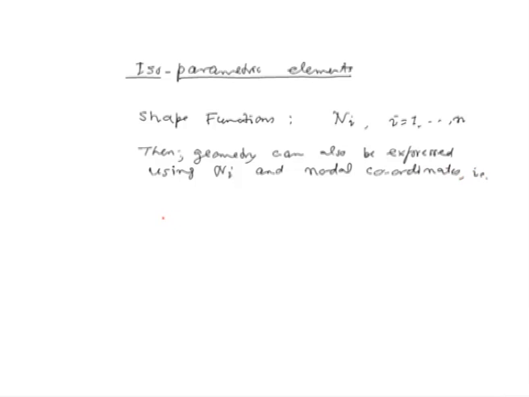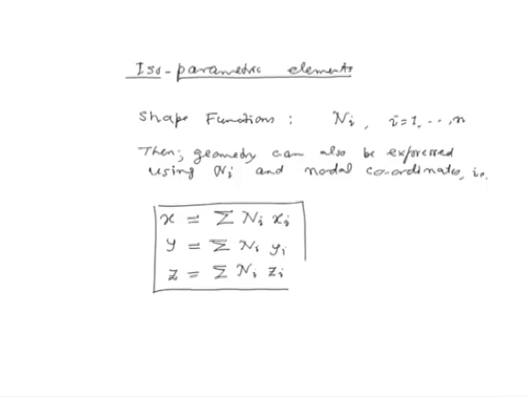That is, we can write x as sigma Ni xi, y would be given as sigma Ni yi, and z would be represented in terms of sigma Ni zi. So, if that were the case, such elements are called isoparametric elements.